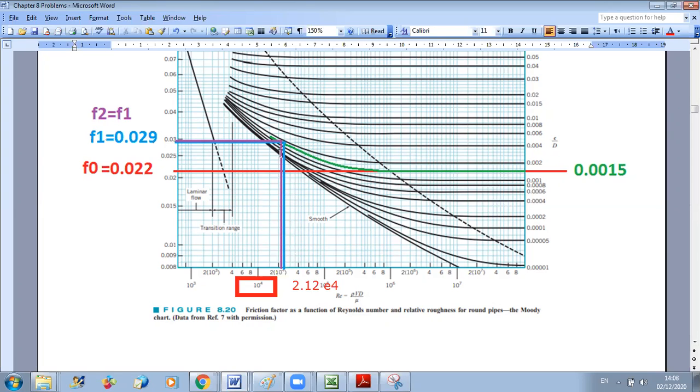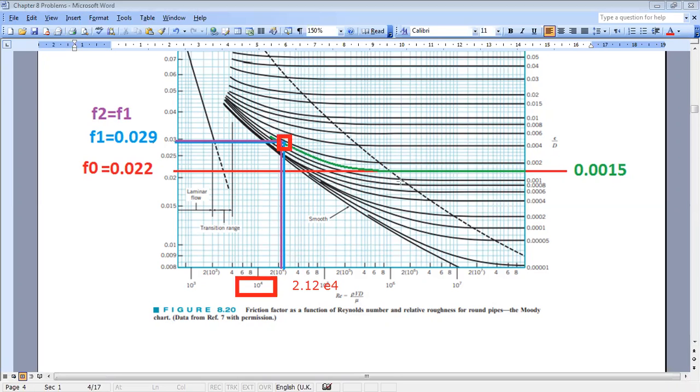The blue vertical line will cross the line of epsilon over d, which is the green line, at this point here. So you look at the intersection point between the green line representing the epsilon over d curve and the blue line corresponding to a Reynolds of 2.12. And then if you read the corresponding value of friction, it's nearly 0.029. So as you can see, there is a large difference between your initial assumption and F1. So you cannot stop here.